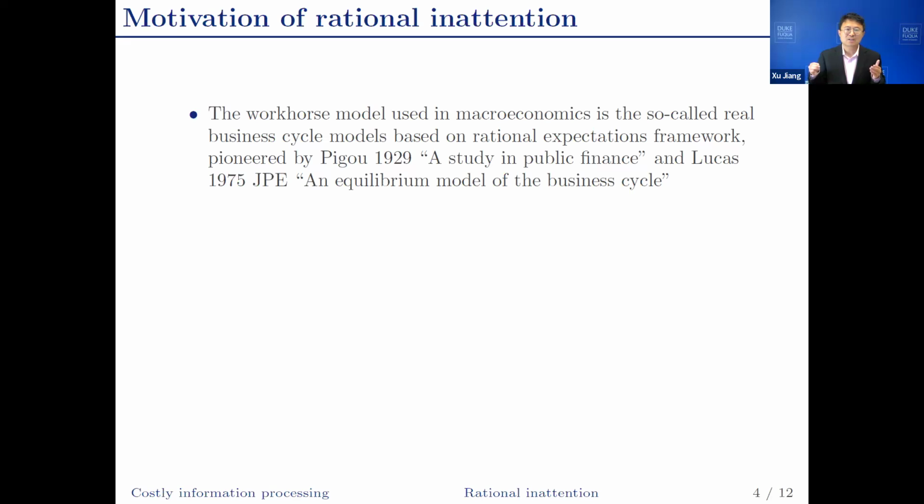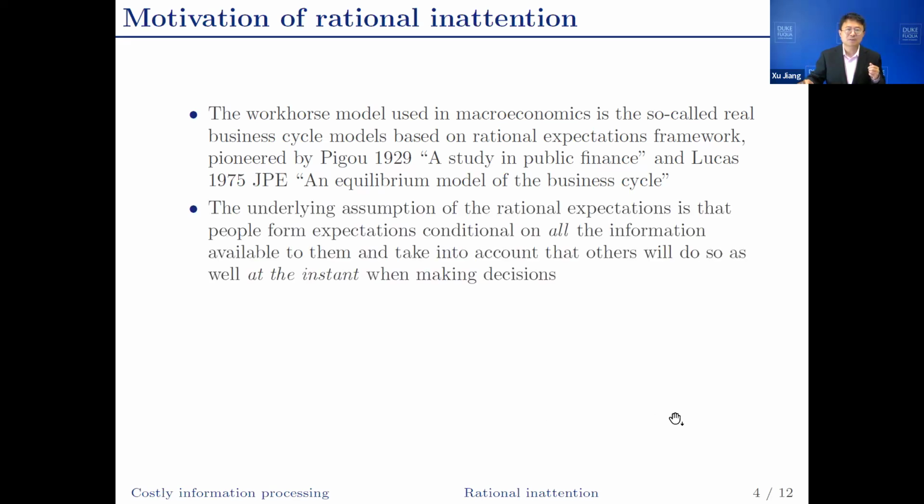Rational expectations means that you form expectations about the exogenous underlying state and endogenous actions. But those expectations have to be rational, meaning your expectations have to be consistent with the actual choices in equilibrium. And the underlying assumption of rational expectations is that people form such expectations based on all of the information available to them. They also take into account that others are going to do so as well. In addition, the expectations are formed instantaneously.